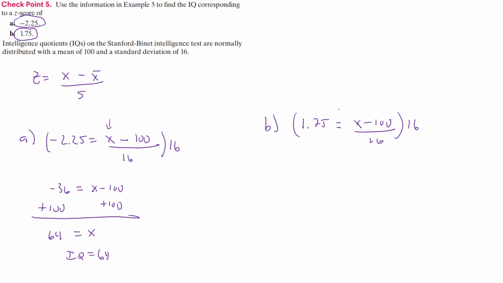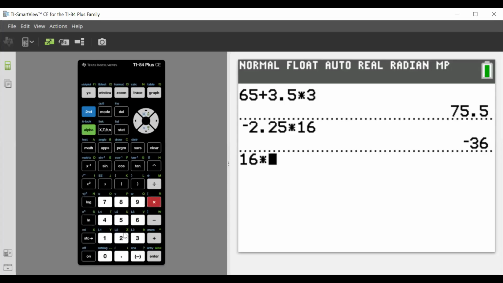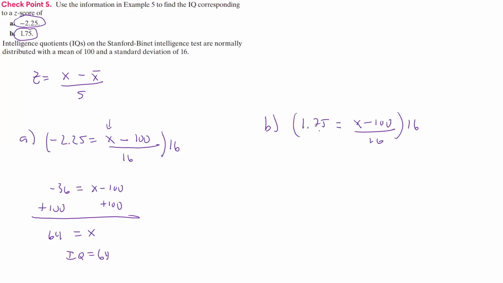Similarly, I multiply both sides by 16. So now I have to multiply 16 times 1.75, and I get 28. So I get 28 equals x minus 100. Add 100, so 128 equals x. So here my IQ is equal to 128. So that's what we were looking for in these.